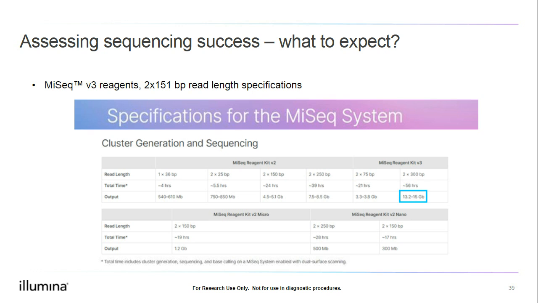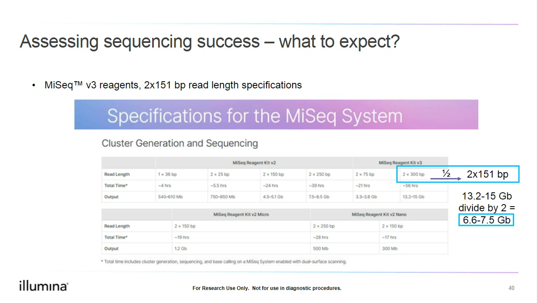Indicated on this slide is the yield or expected output for a 2 by 300 base pair run. We are using a 2 by 151 base pair read length, so about half. With this, we will want to halve the yield accordingly. So halving this gives us an expected output of 6.6 to 7.5 gigabases.